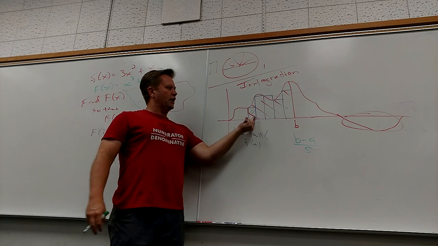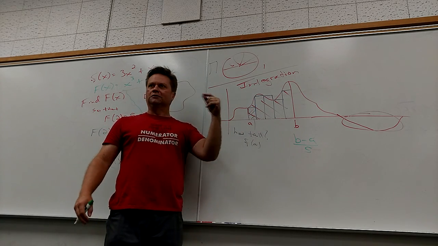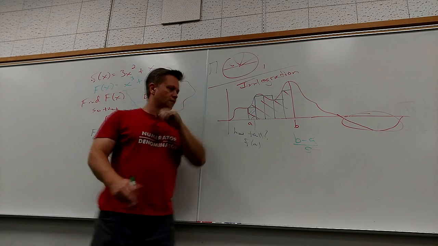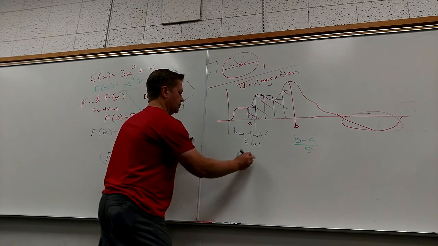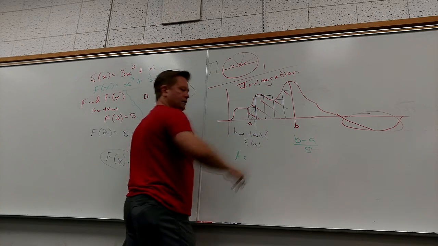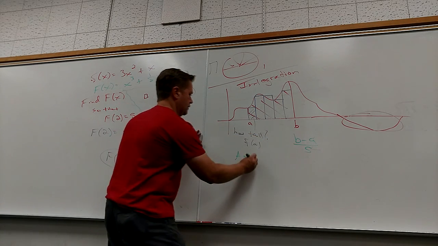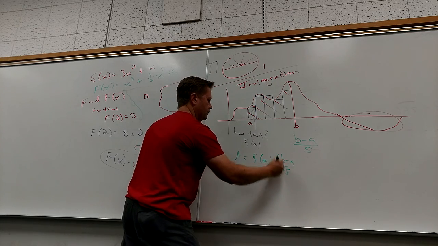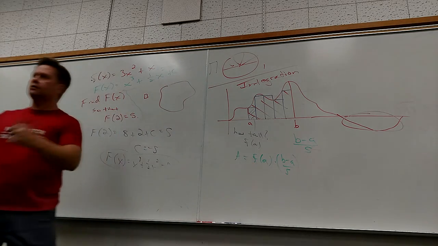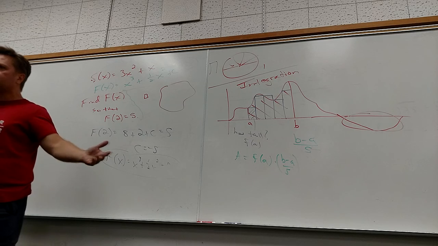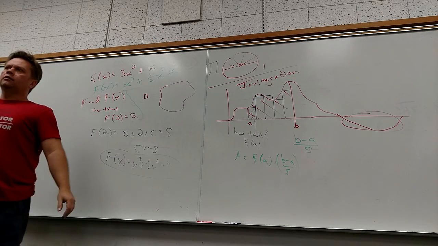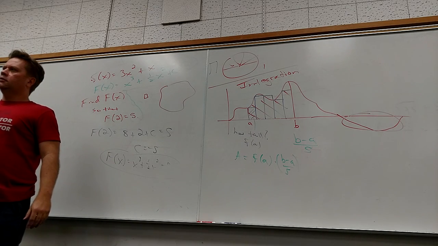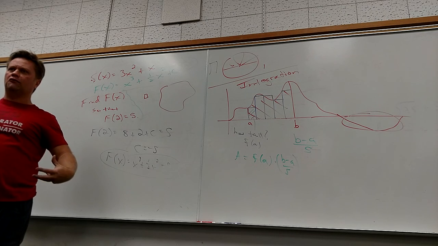So can anybody tell me the area of that first rectangle? It's this tall and this wide. F of A times B minus A over 5. All right. Now that looks disgusting because I don't have any numbers yet. I don't have a function. I don't know what A and B are. But does that feel like it's going to be difficult?